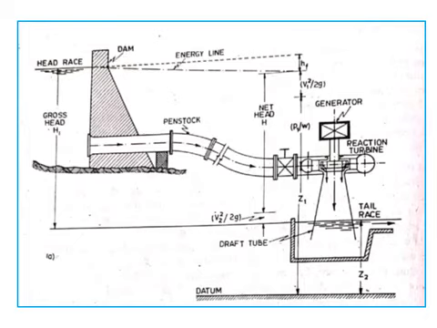So after the water passes through the runner, it moves on to the draft tube. So the draft tube is this part. The draft tube is a passage which is connecting the runner exit to the tail race. So it is a pipe of gradually increasing cross-sectional area.